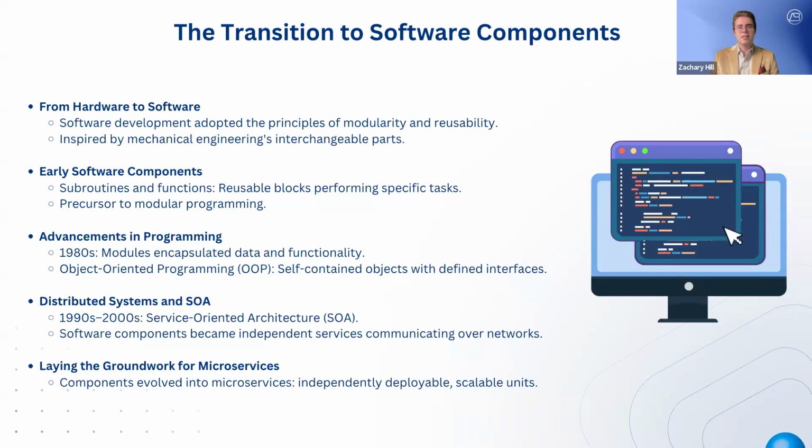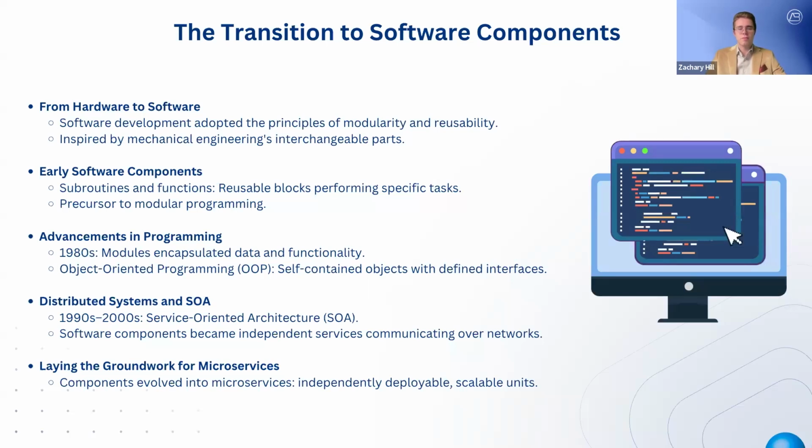Now, by the 1980s, advancements like modules allowed developers to encapsulate both data and functionality, improving organization and enabling more complex systems. Object-oriented programming took this further, introducing self-contained objects that interacted through defined interfaces, enhancing scalability and collaboration. Now, the rise of distributed systems in the 1990s and 2000s brought service-oriented architecture, where software components evolved into loosely coupled services that communicated over networks.